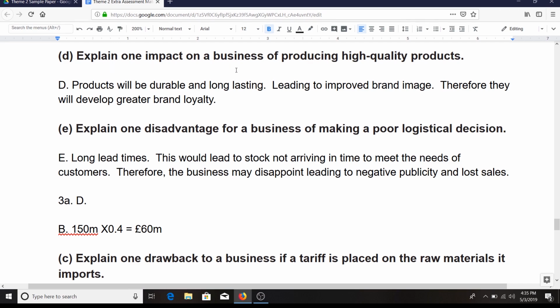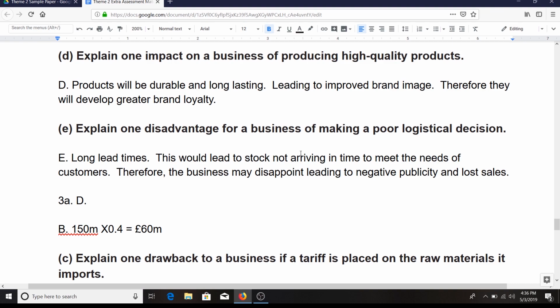Right, explain one impact on a business producing high quality products. This is more like it. This is the sort of length you want to be striving towards. Products will be durable, leading to improved brand image. Therefore, they would develop greater brand loyalty. Lovely. Okay, explain one disadvantage for a business making poor logistical decisions.